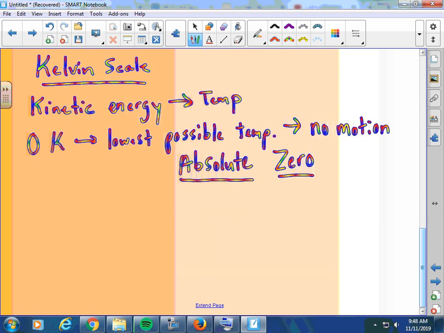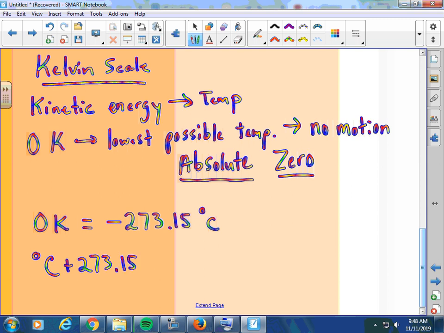This lowest possible temperature, 0 Kelvin, is equal to, they found this out in Celsius, negative 273.15 degrees Celsius. So all we have to do to convert between the two is take the Celsius temperature and add 273.15, and that will equal the Kelvin temperature.